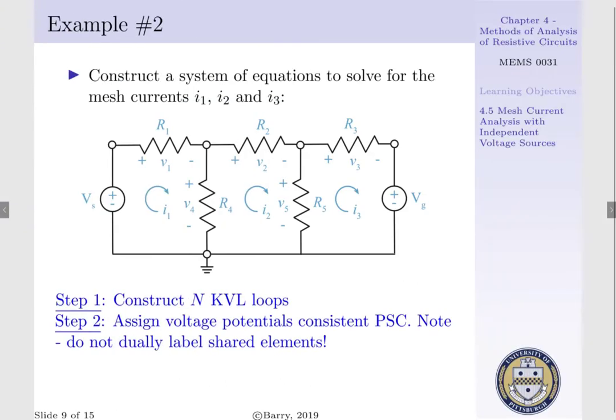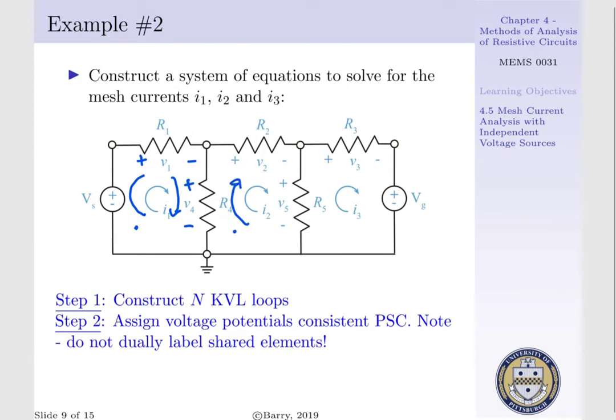Step 2 is to assign our voltage potential as consistent with our passive sign convention and to not dually label our shared elements. Starting with loop 1, we can proceed in a clockwise direction such that when we encounter R1, we apply our voltage potential consistent with PSC, and then down through R4 where we apply our voltage potential consistent with PSC. Now moving to loop 2, we start in the bottom left-hand corner and move in a clockwise fashion.